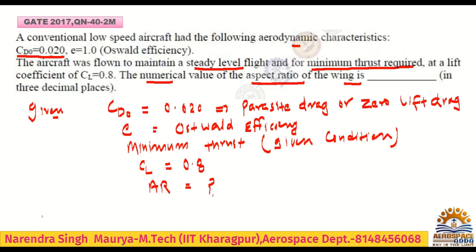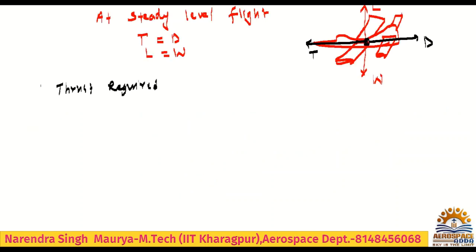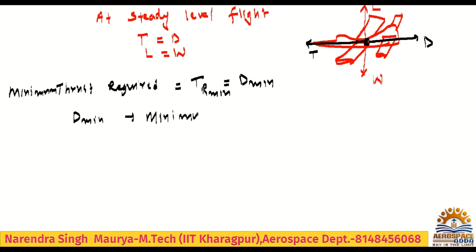See this condition, it is the minimum thrust required. I will mention this. Minimum thrust required means TR is minimum. If thrust required is minimum in steady level flight, drag will also be minimum. So D minimum is the very well known condition called the minimum drag condition.